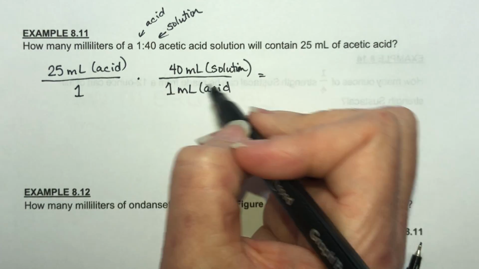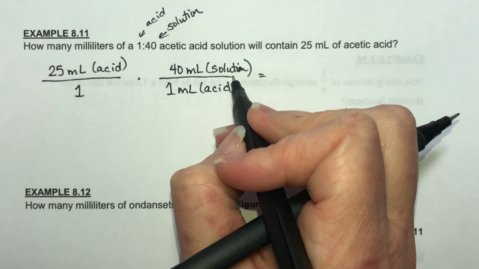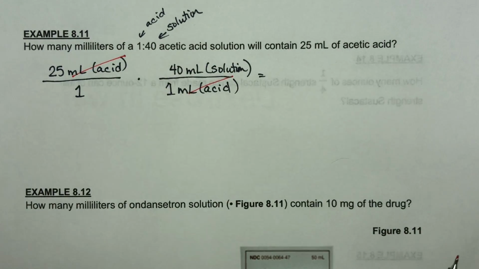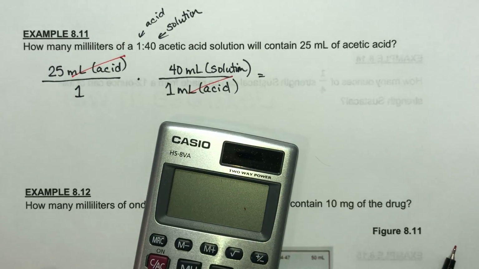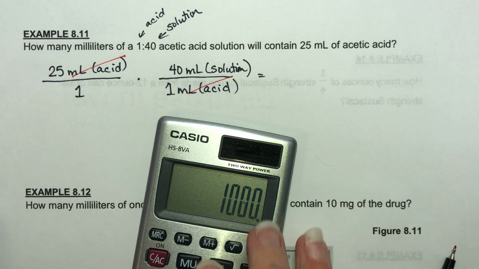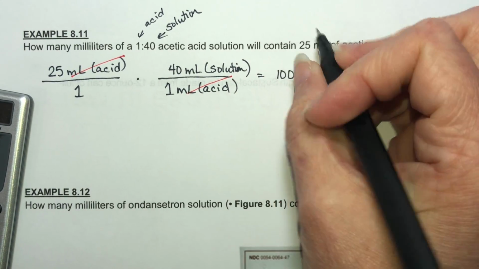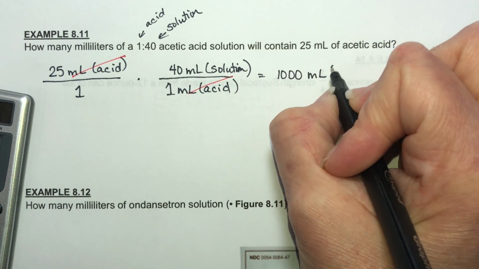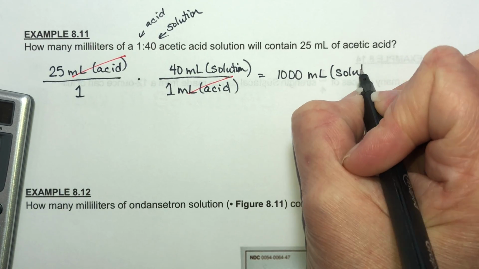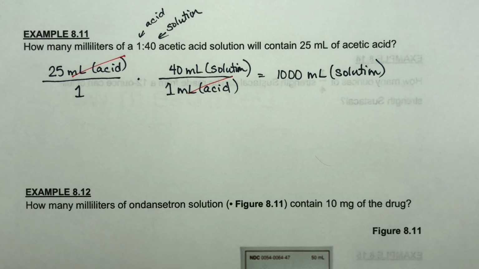So the milliliters of acid cancel out on both of these. So I end up with 25 times 40, which is 1,000 milliliters of the solution. And we have our answers.